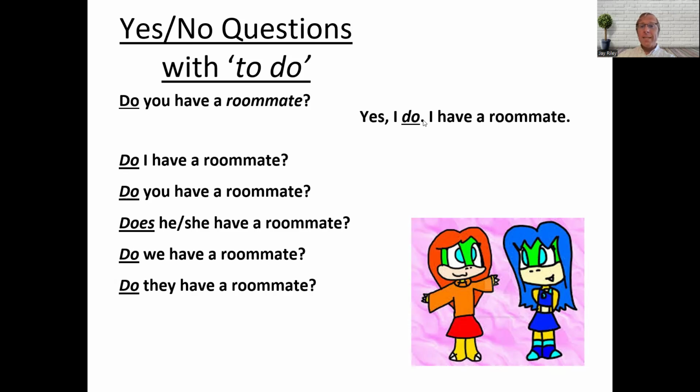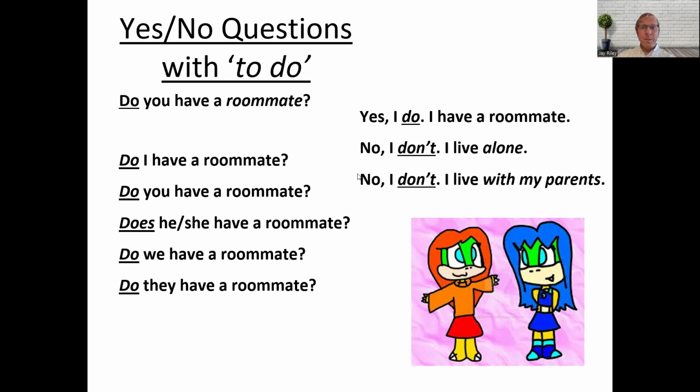And we would answer by saying, yes, I do. I have a roommate. Or, no, I don't. I live alone. If you live alone, that means you don't live with anyone else. Or you can say, no, I don't. I live with my parents. Remember, when we're talking about he or she, we say, does he have a roommate? And when we answer, we also use does. We say, yes, he does have a roommate.